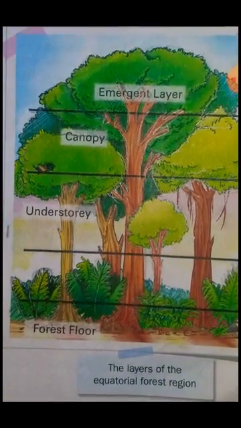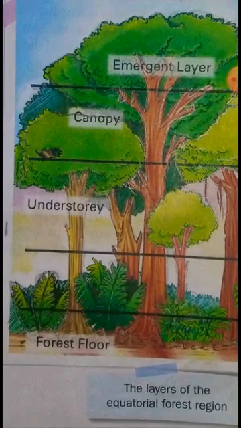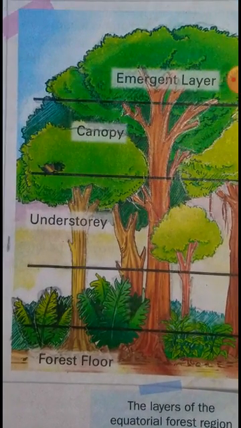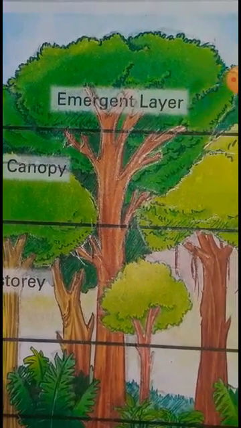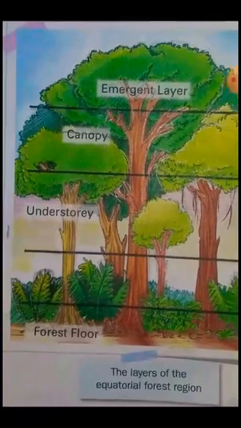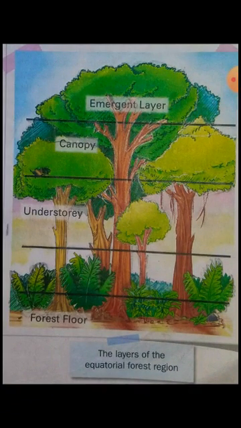These are the 4 layers of the equatorial forest region. First is the forest floor, second the understory, third the canopy and fourth the emergent layer.